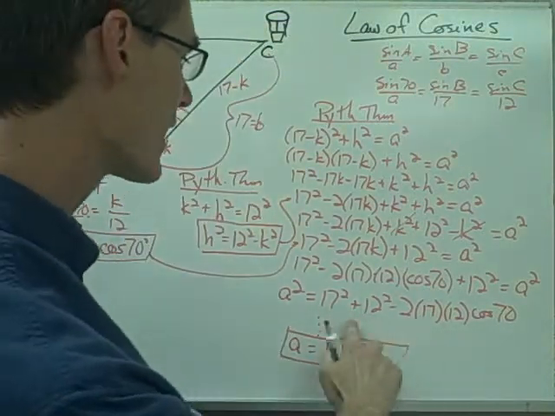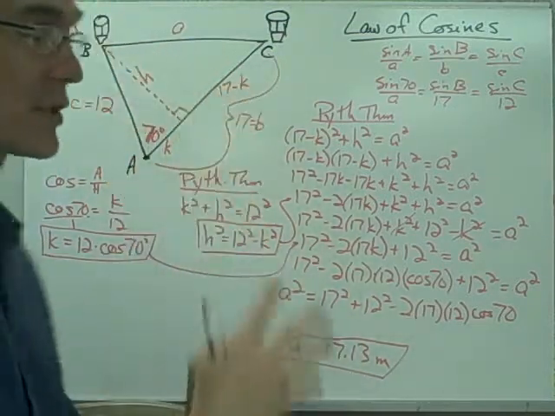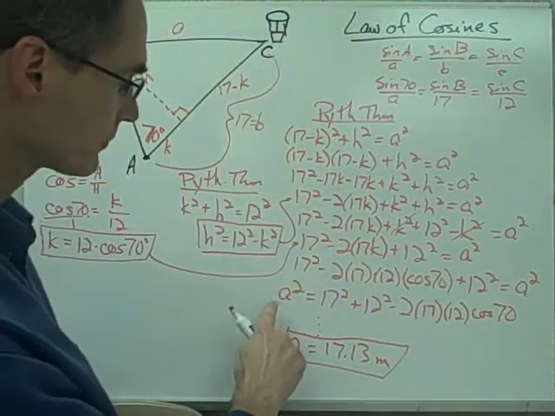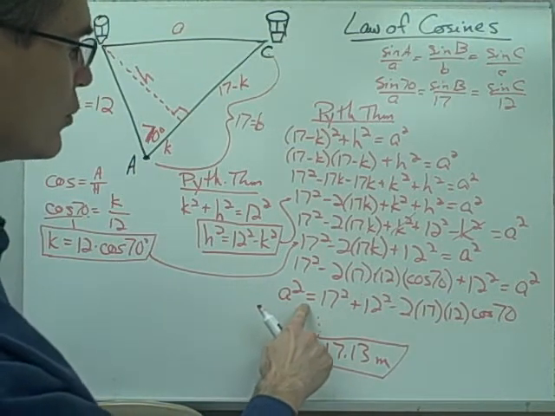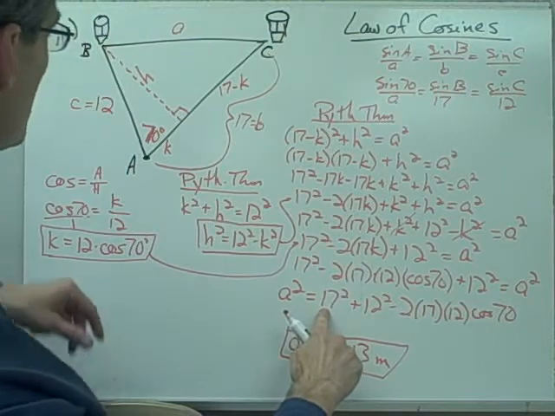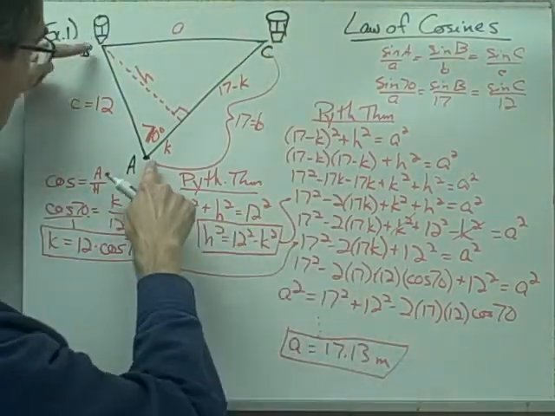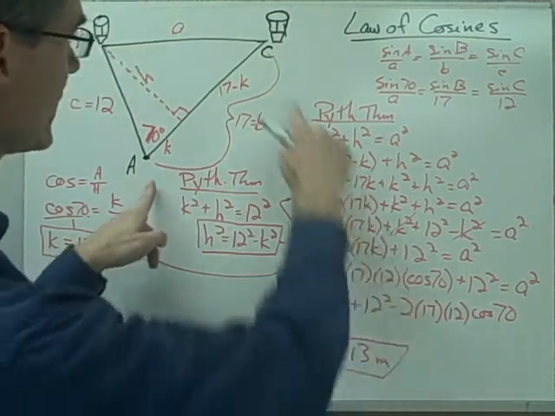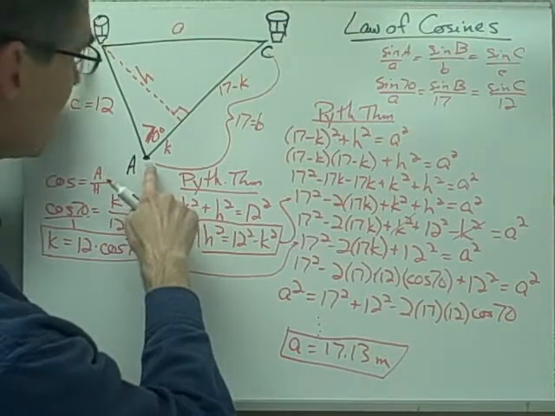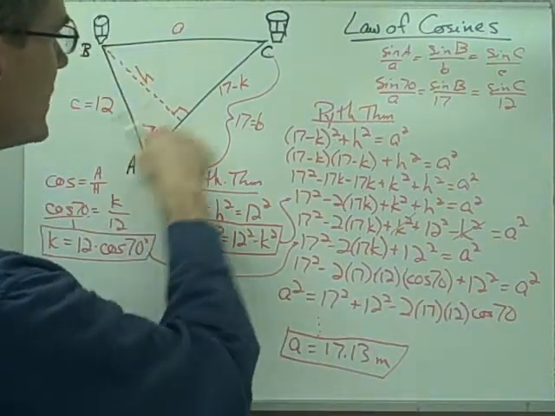Notice, however, that for this triangle right here, which is not a right triangle, I've got this relationship that says a squared equals 17 squared, 17 is the length of this side, plus 12 squared, 12 is the length of this side, minus 2 times the length of this side, times the length of this side, times the cosine of the angle between these two sides.